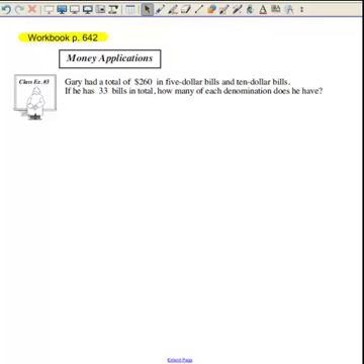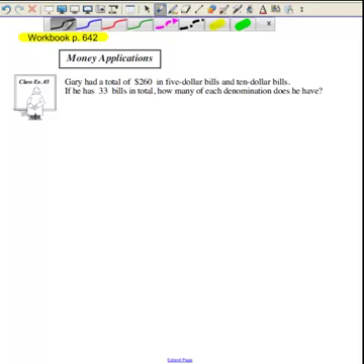Gary has a total of $260 in $5 bills and $10 bills. If he has 33 bills in total, how many of each denomination does he have? Well, just like every other question, we have to first select some variables to use and identify them.